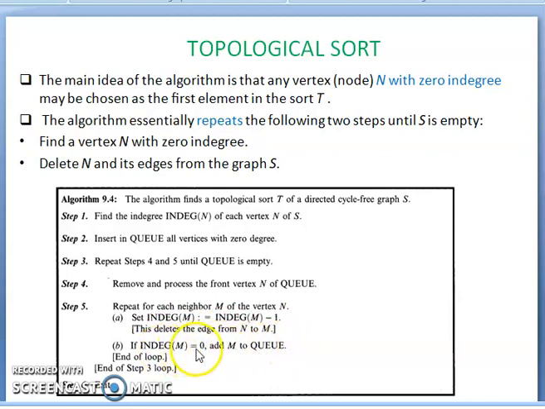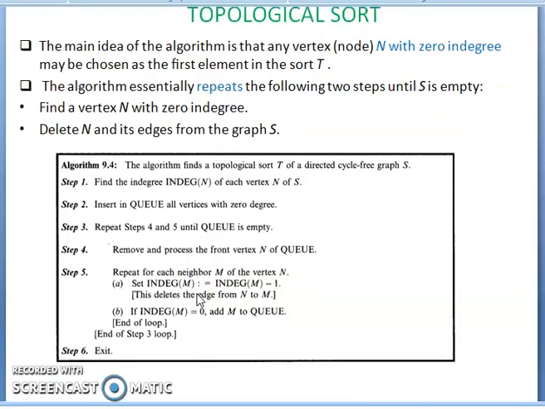If the in-degree of the particular node m is 0, then add that m to Q. So whenever the in-degree is 0, you should add that vertex to the Q. Repeat steps 4 and 5 until the Q is empty. So this is the topological order.